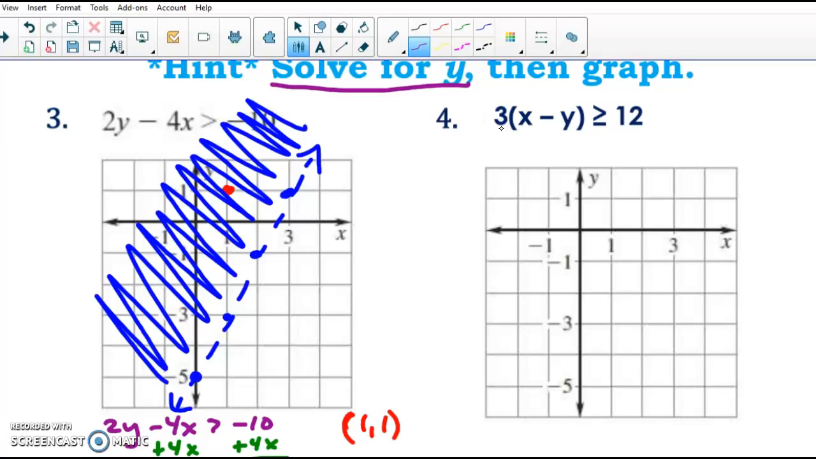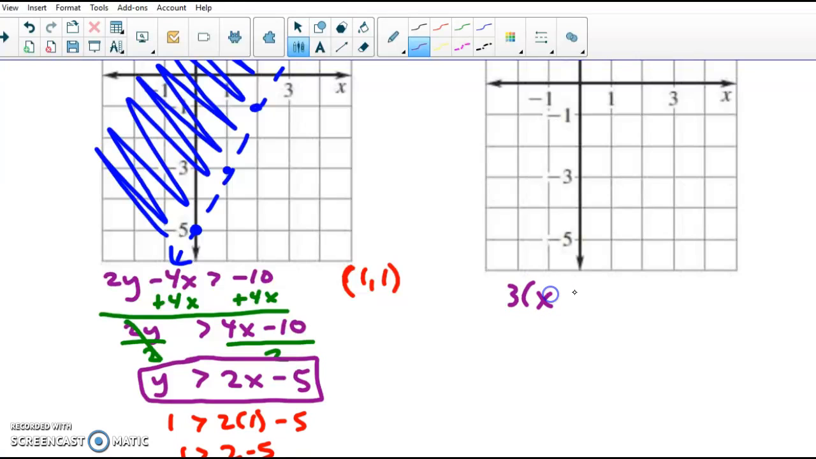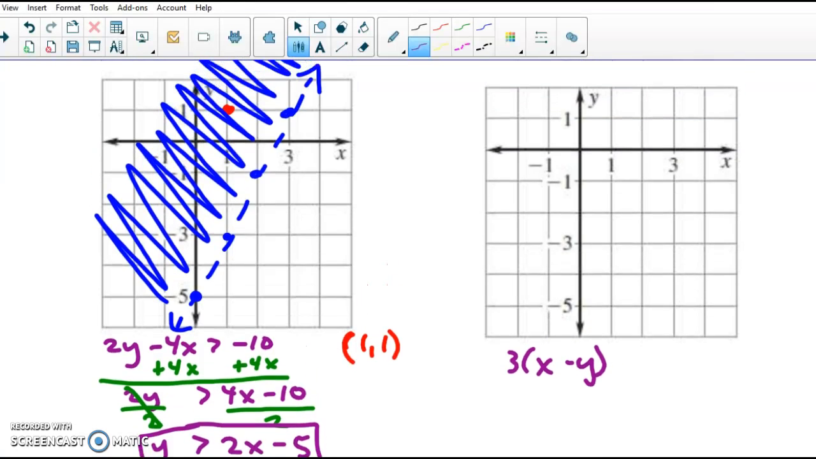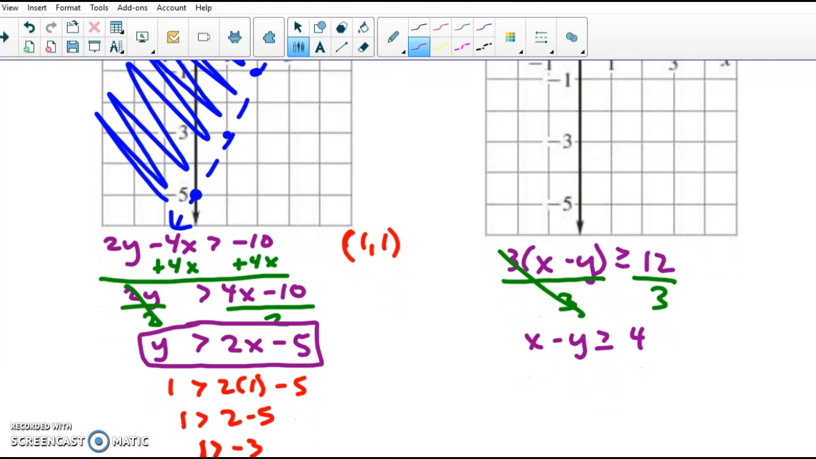So I'm going to rewrite this inequality down here where I have a little more room. So we have 3 times the quantity x minus y is greater than or equal to 12. So my first step is going to be dividing by 3. So I now have x minus y is greater than or equal to 4. And now I'm going to go ahead and subtract x from each side.